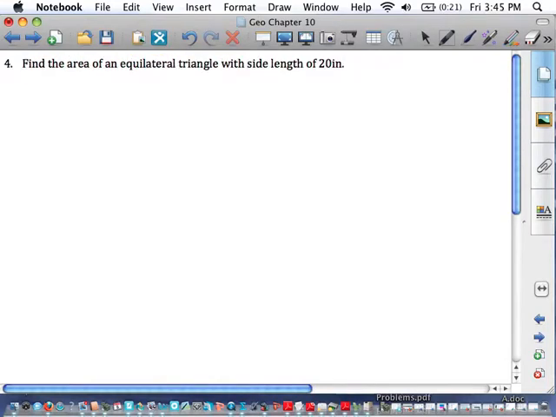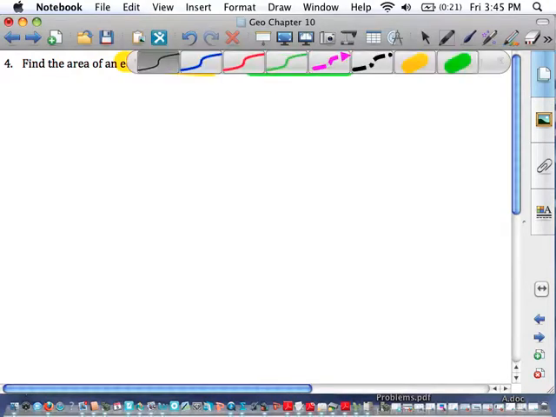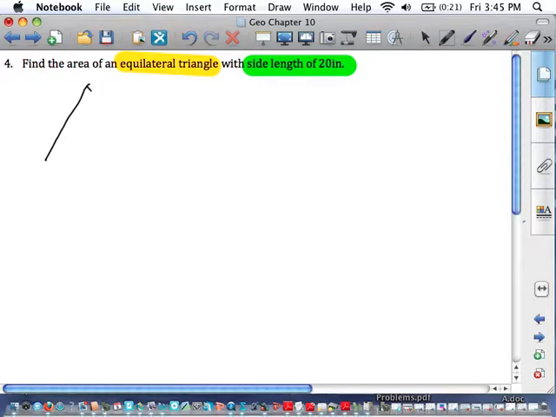Number 4 asks me to find the area of an equilateral triangle, and the piece of information that I'm given is that the side lengths are 20. So I can draw an equilateral triangle. The side lengths are 20 inches, and they are all the same.